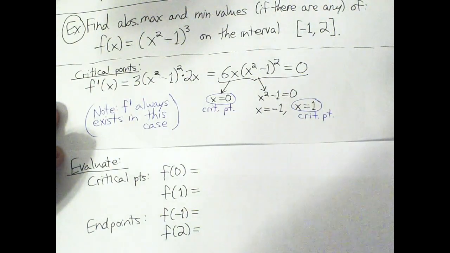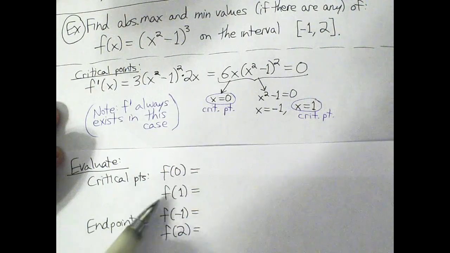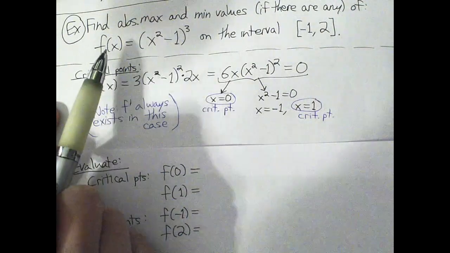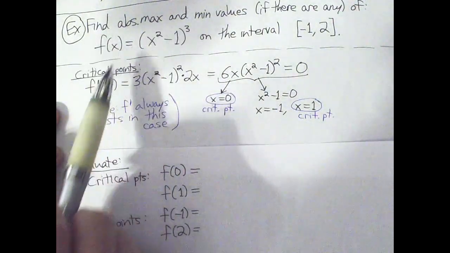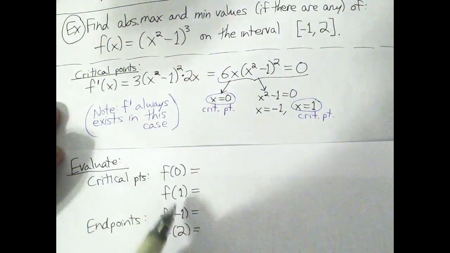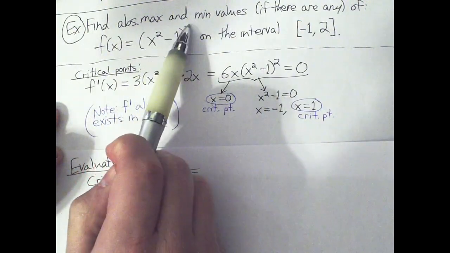So I'm going to move the other page away now. Oh, I'll point to one thing before I move the page away. Notice that I'm doing f of 0, f of 1, f of -1. We have to go back to the original function that was given in the problem. It's not the derivative that we're putting these into. It's the original function. So x squared minus 1 to the third.